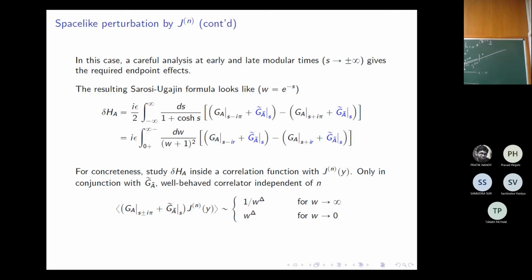Delta is the conformal dimension of J. So if it were integer numbers, we'll have poles, and otherwise we'll generally have to deal with branch cuts.